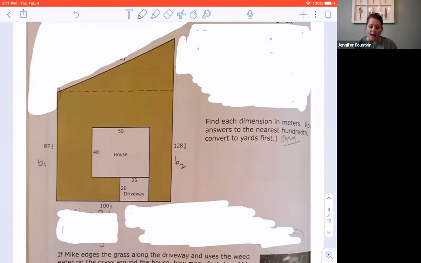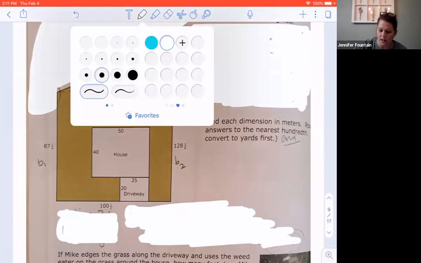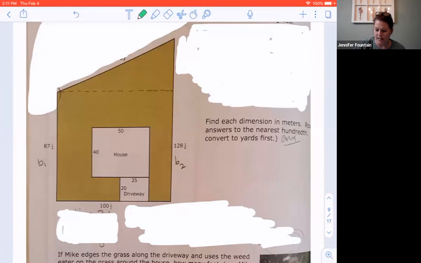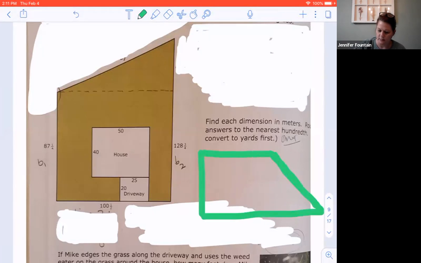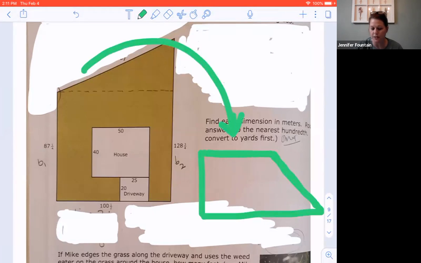So I can see that if I were to turn it and shape it, I'll go ahead and draw it. Let's say that I turned it and it looked like this. So basically this is what it would look like if I were to rotate it and turn it. Is everybody good with that so far?